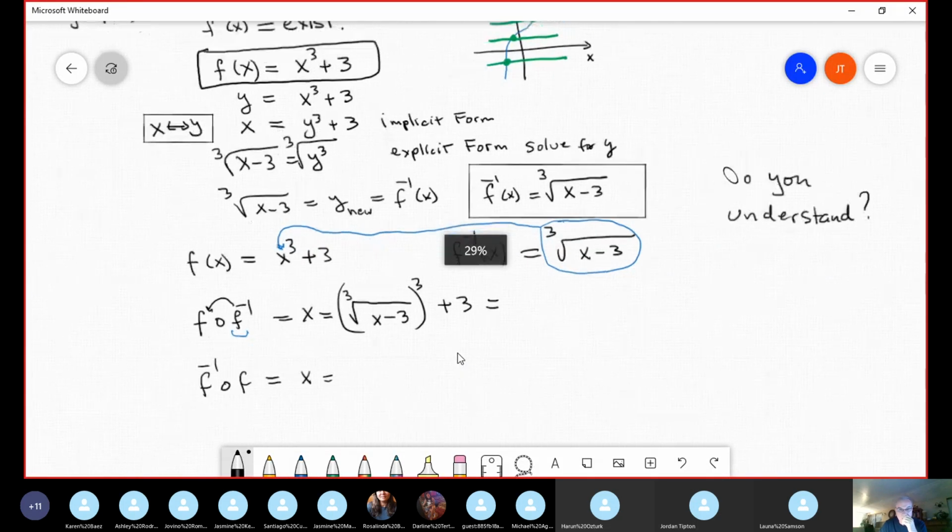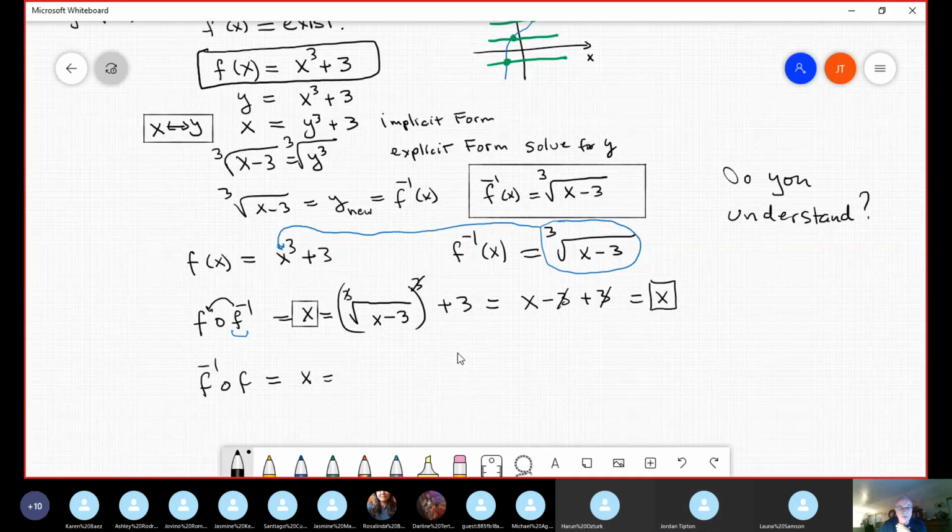Now, look at that. We're almost done. I know very well that the cubic power and the cubic root cancel out each other. So what stays is x minus 3 plus 3. X minus 3 is the expression inside the radical, without the radical because they cancel out. Plus 3 positive and 3 negative cancel out. Wow, identity function. Exactly as we predicted.